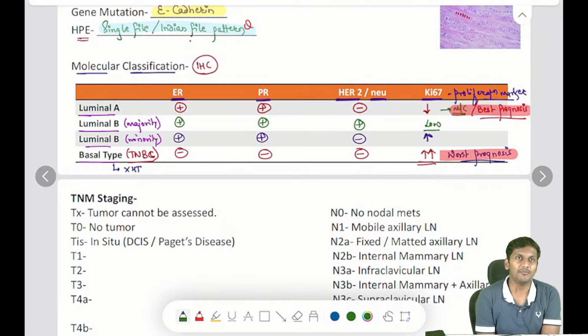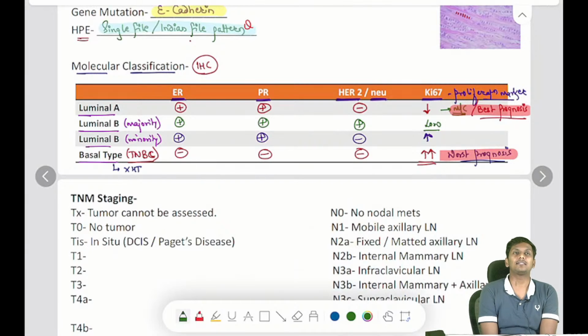Next is luminal type B. Minority cases are the same as luminal type A, that is ER positive, PR positive, HER2 neu negative. But important is, here the proliferation activity is very, very high. That means this cancer is very rapidly dividing. And last is basal type, that is triple negative breast cancer.